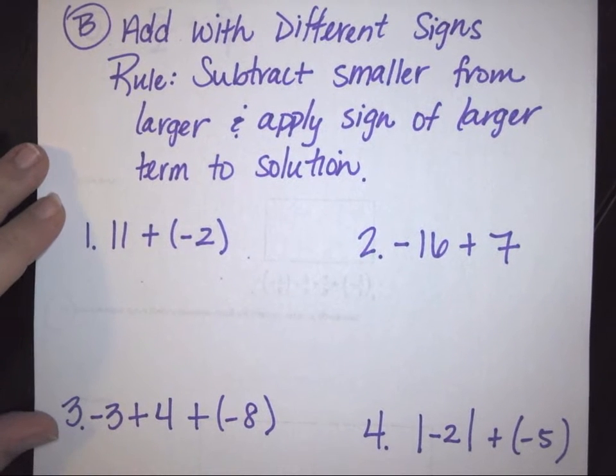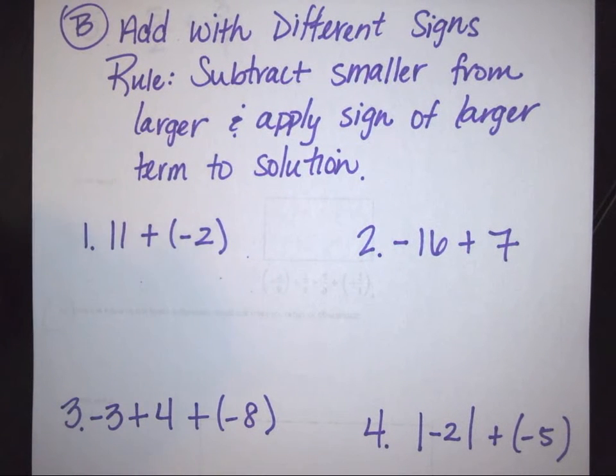Now, another thing that we do is we can add numbers that have different signs. So the rule that we use here in general says that you are going to subtract the smaller from the larger, and then you're going to apply the sign of the larger term.